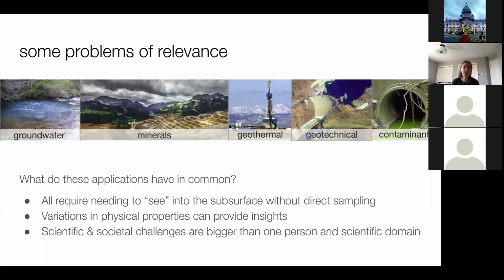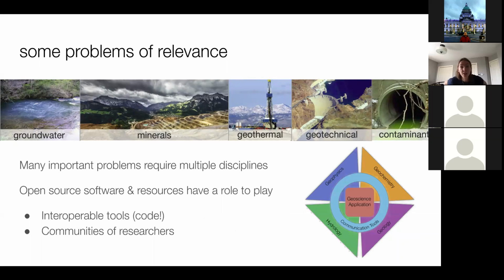Geophysics is just one piece of the puzzle. We need to know about geology. We need to know about hydrology. We need to know about impacts with society in order to make an impact. And so I think this is where open source software and resources have a really exciting role to play, both in the code and resources and tools that are developed, but also the communities of researchers that they bring together.